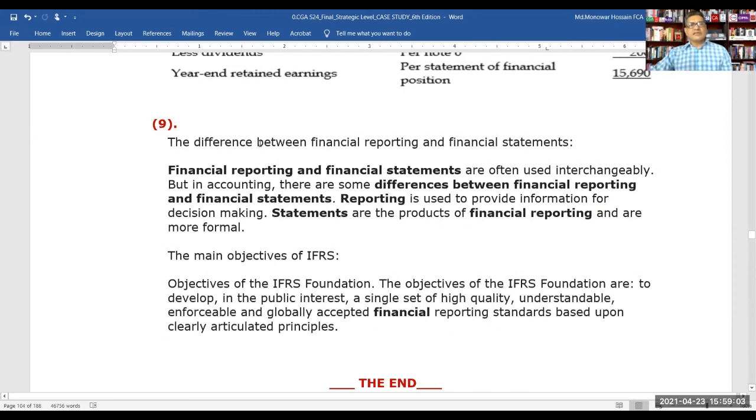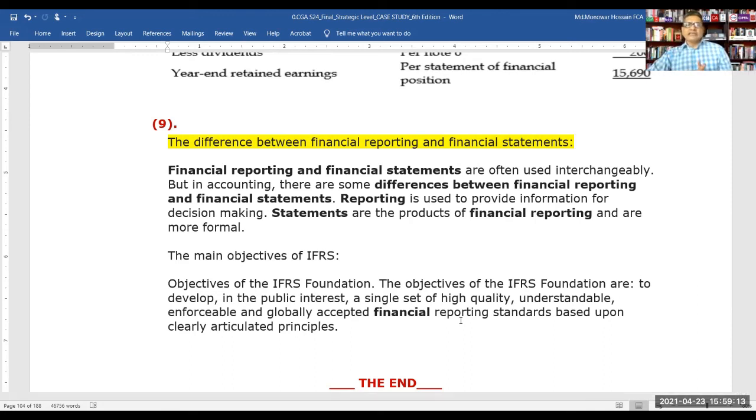Only 5 marks. The difference between financial reporting and financial statement. The financial reporting and financial statement are often used interchangeably. But in accounting, there are some differences between financial reporting and financial statements. Reporting is used to provide information for decision making. On the other hand, statements are the financial reports produced in the normal format.